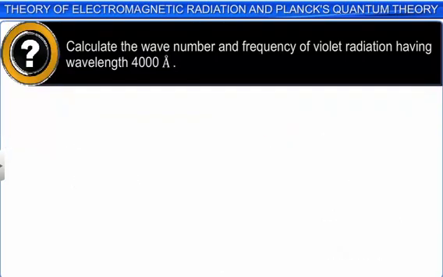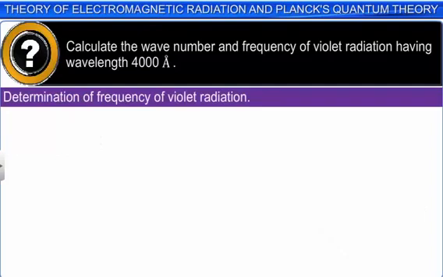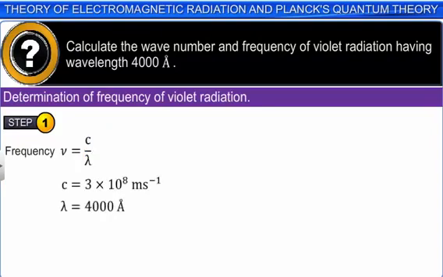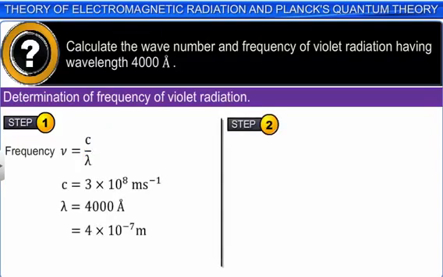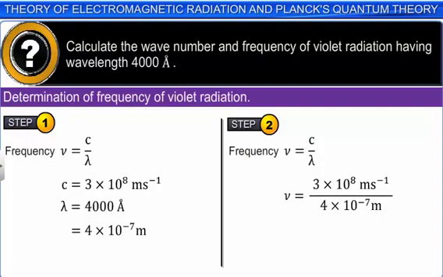Now, let us calculate the frequency of violet radiation. The first step involves writing the corresponding formula, nu equals c divided by lambda. The second step involves substituting the value of lambda, that is, 4 multiplied by 10 raised to the power of -7 meters, and velocity of radiation, which is equal to 3 multiplied by 10 raised to the power of 8 meter per second, in the above equation. On solving, finally we get 7.5 multiplied by 10 raised to the power of 14 per second.